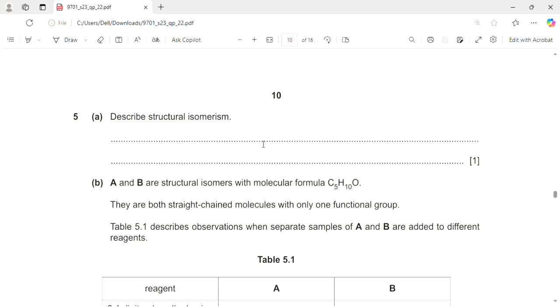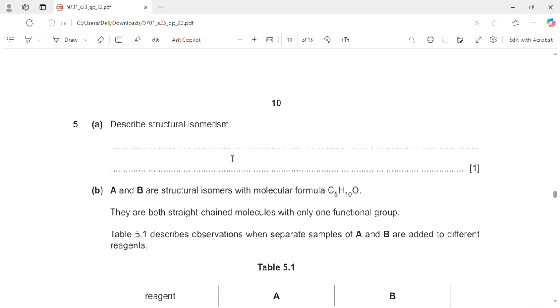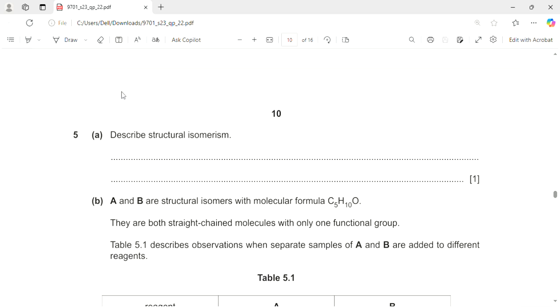Today we will do Chemistry AS and A level Paper 2, May/June 2023, Question number 5. Let's start. Question number 5 is: describe structural isomerism.